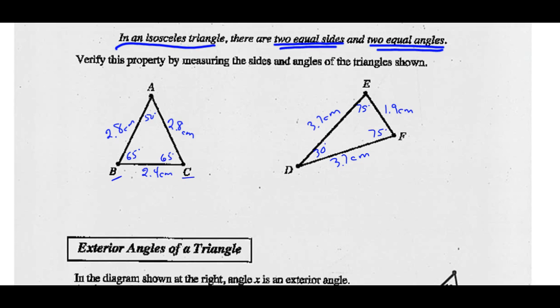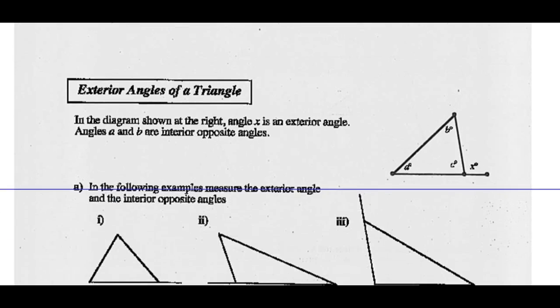So if you measure these angles and sides properly, we'd notice that angle A is 50 degrees, B and C are both equal at 65 degrees. And then side AB is 2.8 and side AC is also 2.8. So those are the two equal sides. Side BC should be 2.4. If we look at angles D, E, and F in the other triangle, we notice that angle E and angle F are both 75 degrees, making an isosceles triangle with the sides DF and DE both being 3.7. All right. So that's by definition isosceles triangles. Two equal sides, two equal angles.